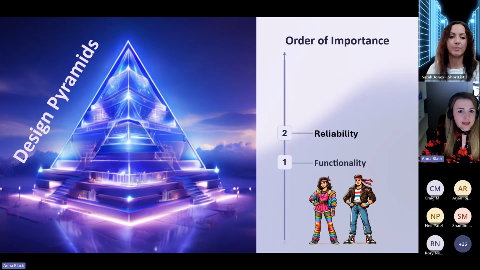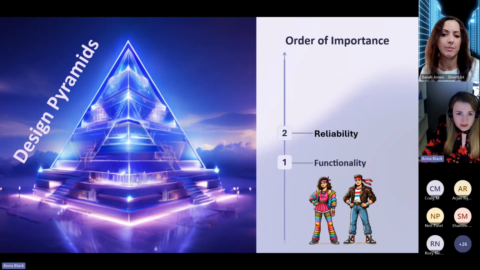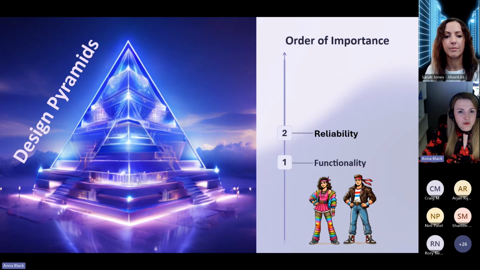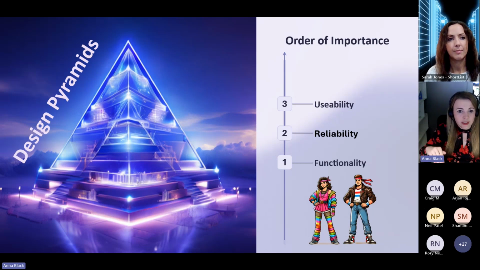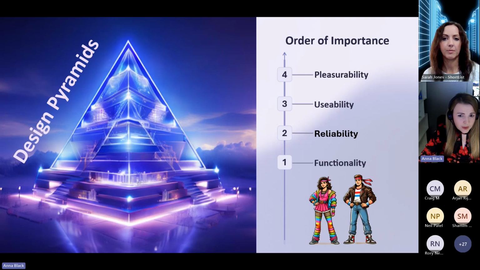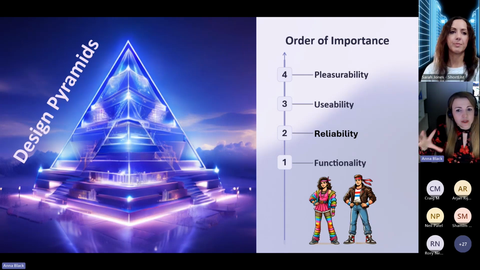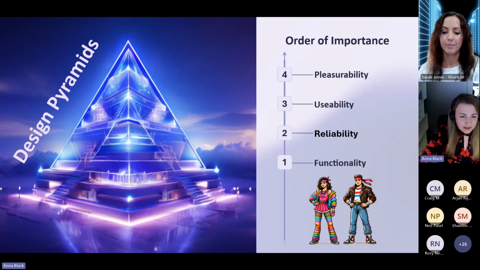Climbing up, the second element of the pyramid is reliability. Our apps not only need to be functional, but they need to be functional all the time. The next one is usability. Climbing to the next level, our apps need to be functional, reliable, but also intuitive and easy to navigate. And once we unlock those three levels, then we can aim for the last level, pleasurability, which is not only about meeting the needs of our users, but also about delighting them.